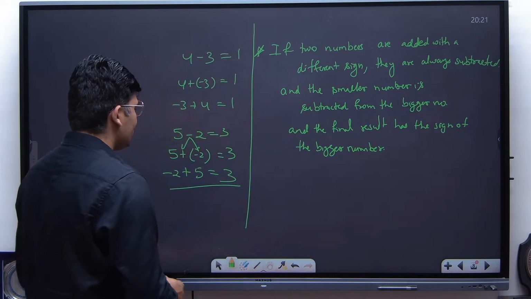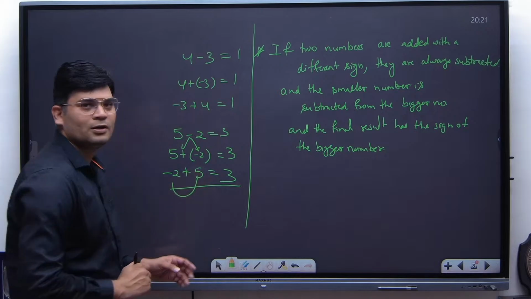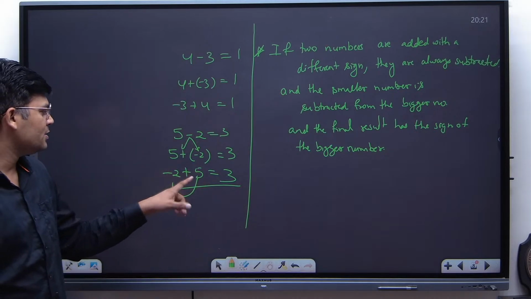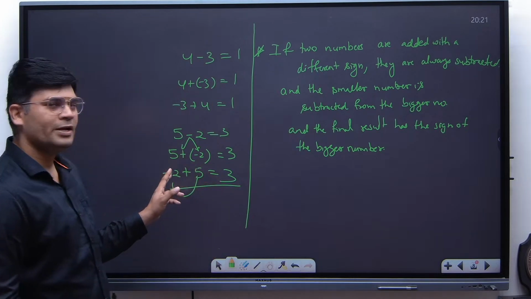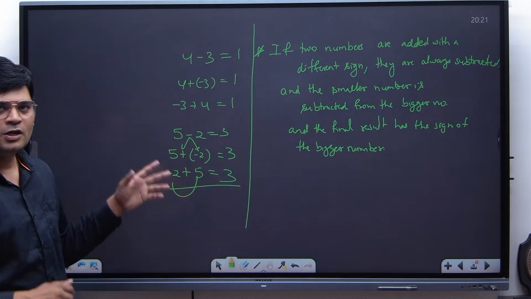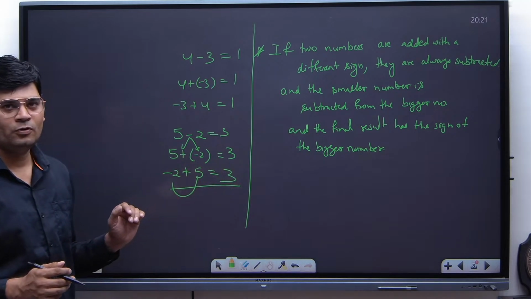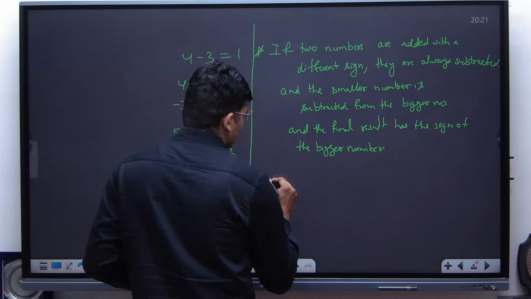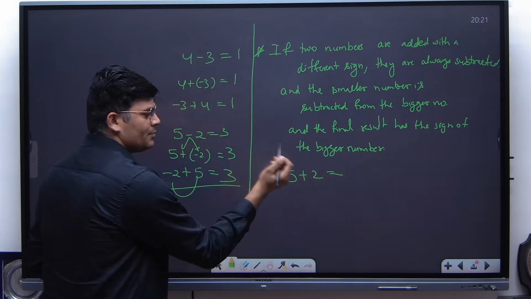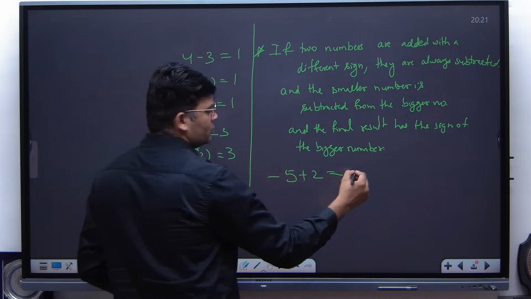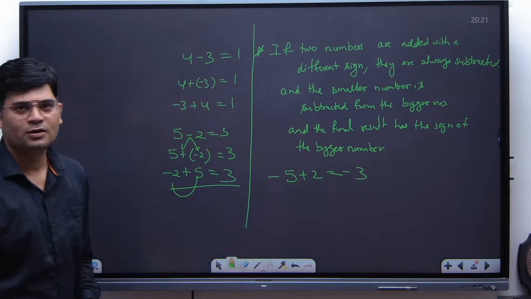Let us take some examples. In these two cases, two numbers are having different signs, so you will always subtract. You will subtract 5 minus 2 without thinking, and then you will write the sign of 5. Okay, tell me what is minus 5 plus 2? Opposite sign, subtraction. 5 minus 2 is 3. What is the sign of 5? Negative, so negative 3.